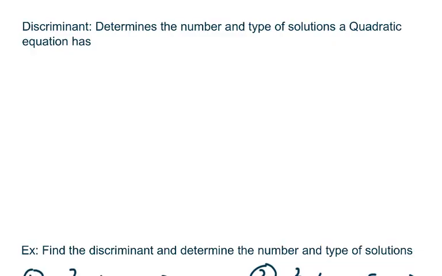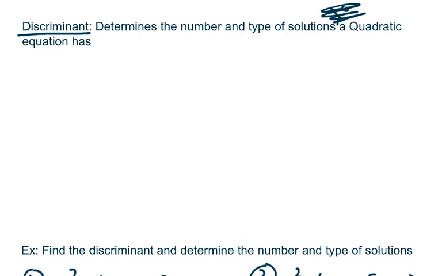Okay, and that's what leads me to the one vocabulary term in the section, which is discriminant. The discriminant determines the number and type of solutions a quadratic equation has.